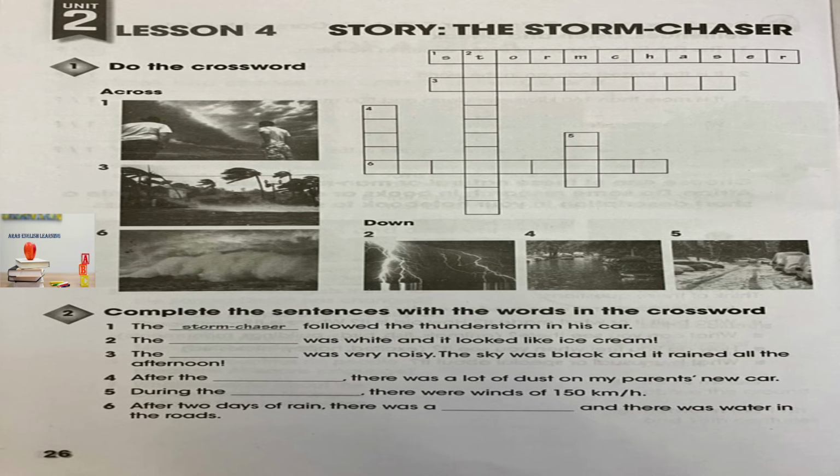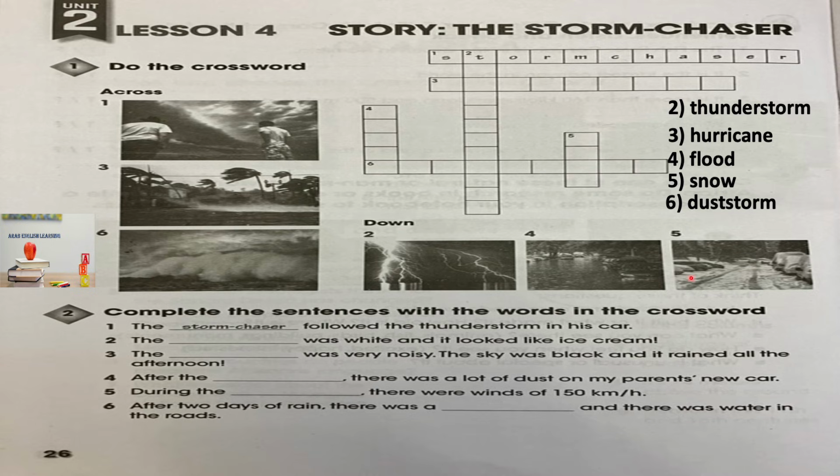Page 26, Lesson 4. Story, the Stormchaser. Do the crossword. 1. Stormchaser. 2. Thunderstorm. Down. 3. Across, hurricane. 4. Flood, down. 5. Snow, down. 6. Dust storm, across.